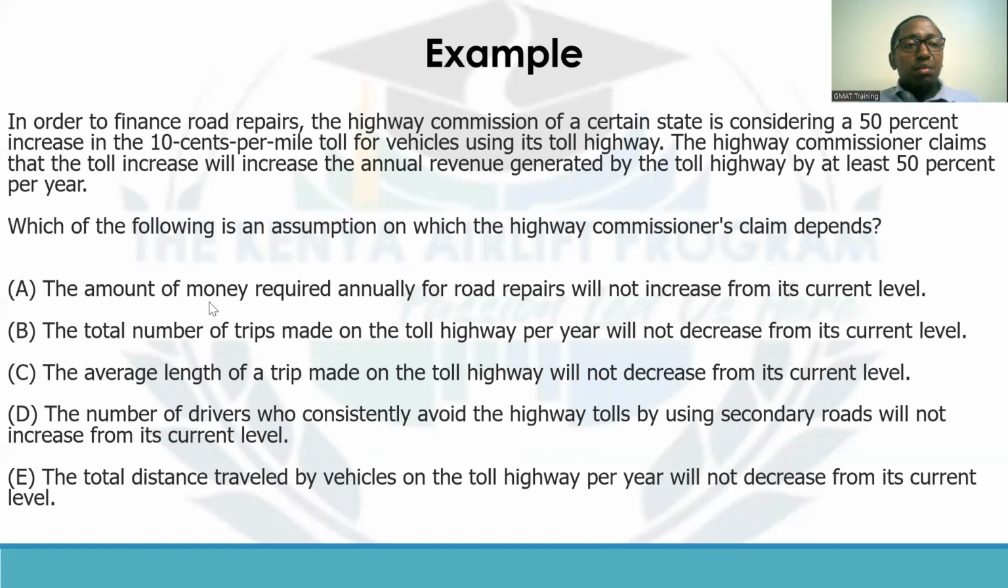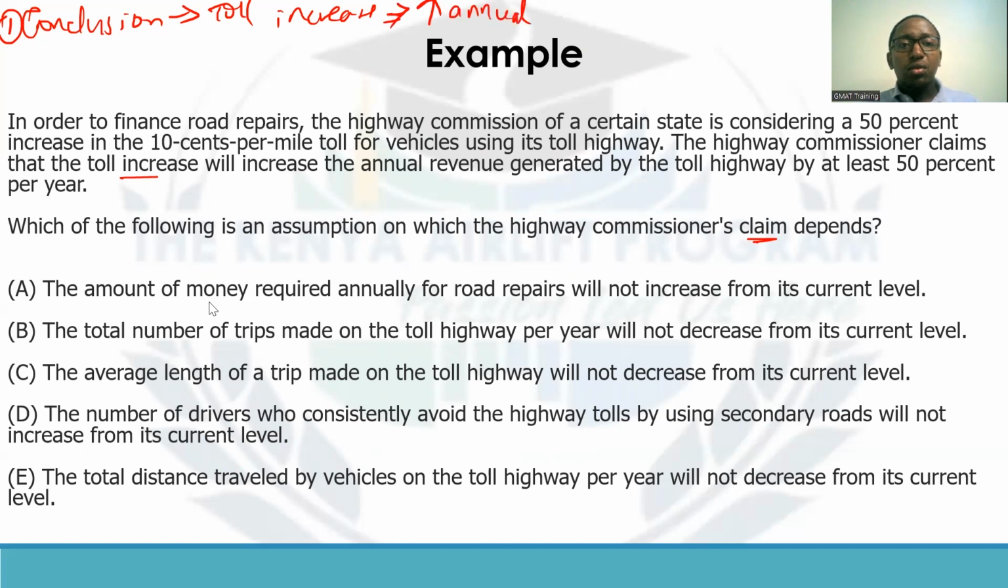So, first of all, what's the conclusion of this claim? The claim is that the toll increase will increase the annual revenue generated by the toll highway by at least 50%. So the toll increase will result in an increase in annual revenue.